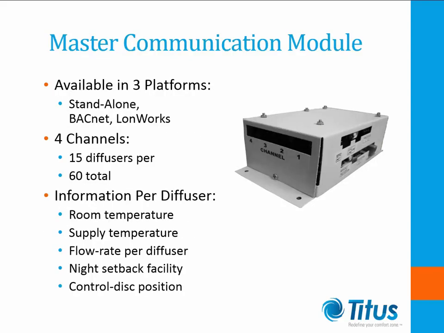The master communications module is used when larger systems are to be connected. These systems can act in a coordinated fashion as standalone systems. Alternatively, they can be connected to a larger building-wide management system using the industry-standard BACnet protocol. Each module can connect up to 15 modules in each of its 4 channels, which means that up to 60 diffusers can be on one module. Each diffuser communicates room and supply temperature, flow rate, nightly setback, and control disk position.